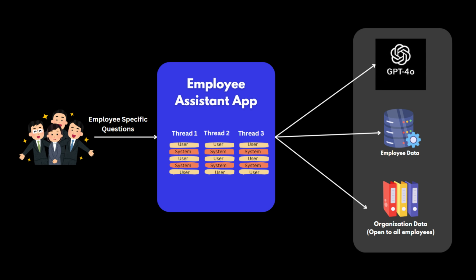And now we want to build an assistant application for this company's employees so that employees can ask specific questions and get personalized responses. And we want our assistant application to use both of those data, private and public, along with the GPT-4o model to give a final response to the employee. And while we do that, our assistant application should be capable of handling multiple threads, that is, multiple conversations with multiple employees at the same time.